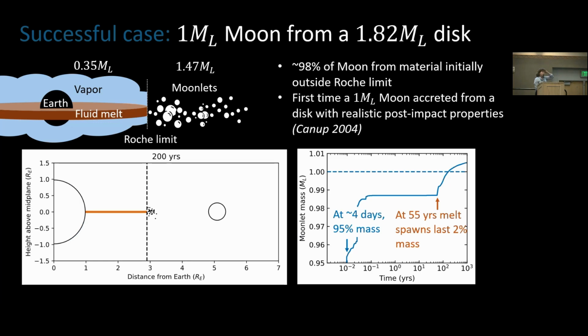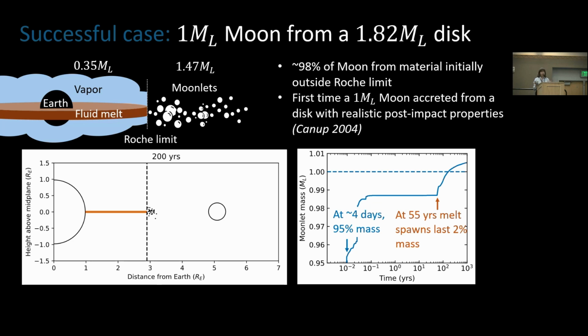Okay, so if you look at how the final moon's mass increases with time, log scale on the x-axis, I don't even bother showing you 0 to 1, because in 4 days, the moon's at 95% of its final mass. It is rapid accretion. It gets a little bit more mass by a month, then it stalls because there's nothing out there to accrete. It has to wait for the melt disk to viscously spread to the Roche limit, spawn some new bodies. The moon gets the last 2% of its mass.